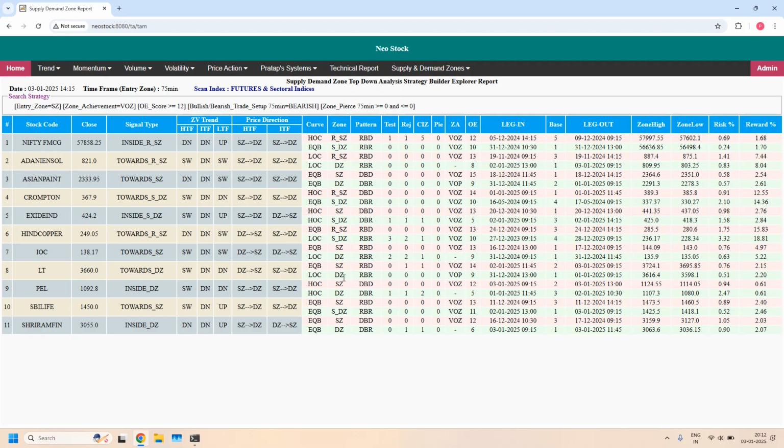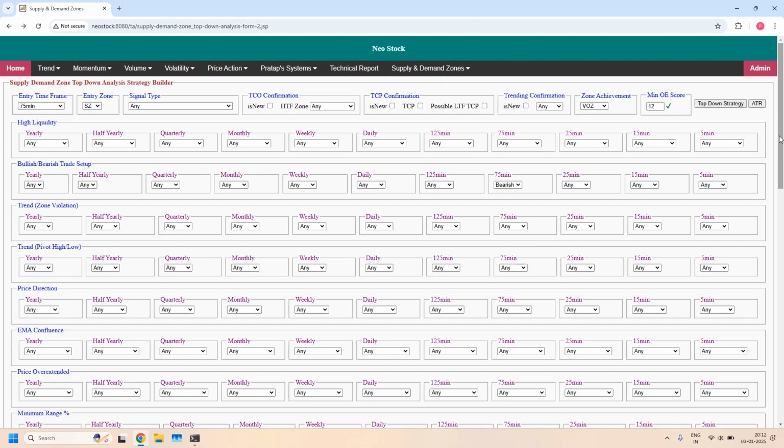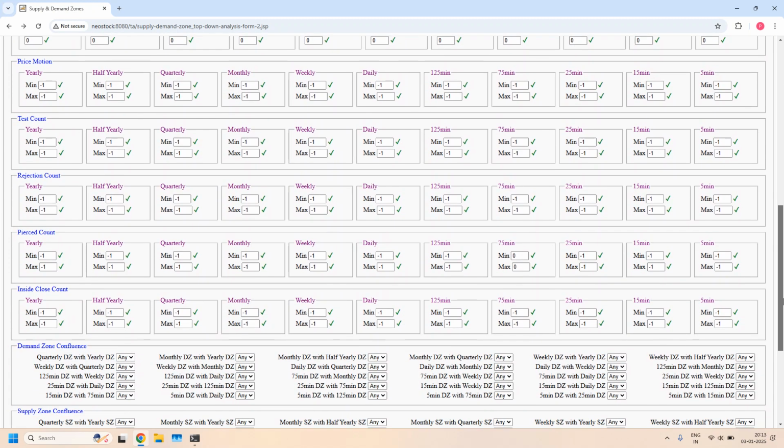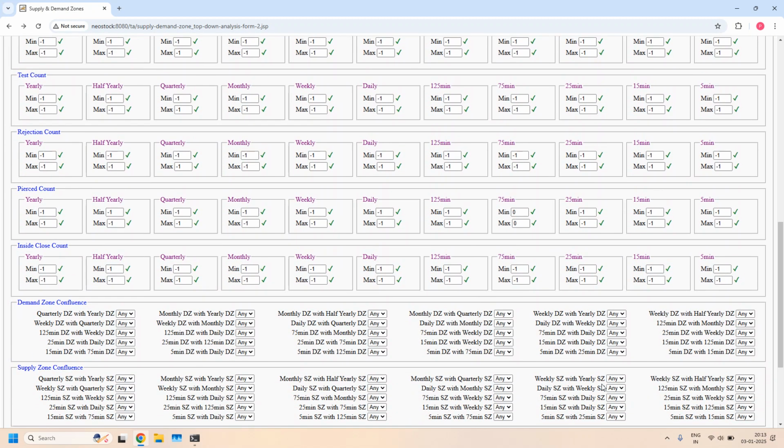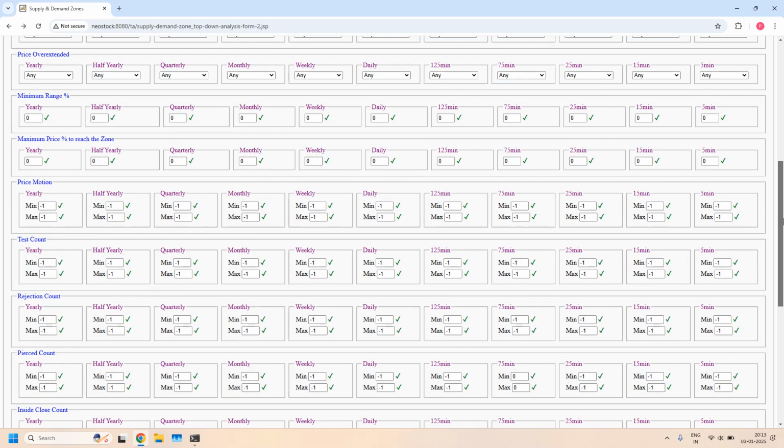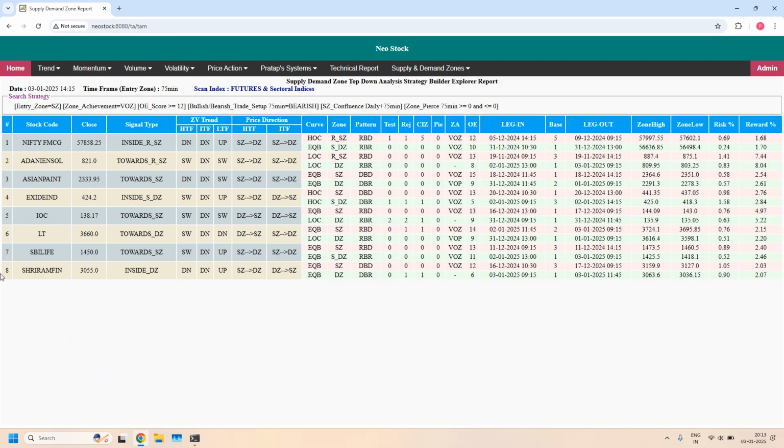Okay, out of these 11, few are already high probability based on high liquidity zones. We can further add some more high probability parameters, zone confluence. Okay, first filter is LTF and ITF supply zone confluence. That is a 75 minute supply zone with daily supply zone confluence filter is enabled. With this filter, the list has come down to 8 stocks.